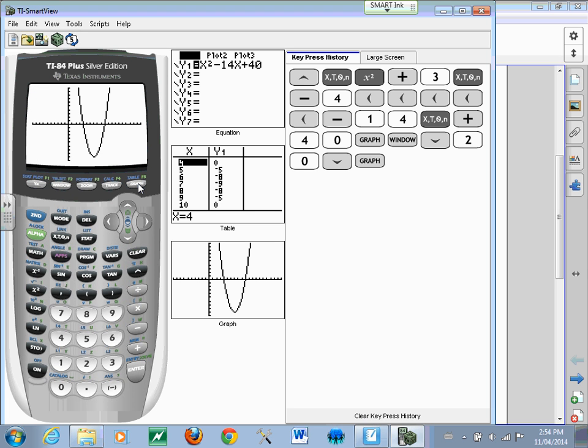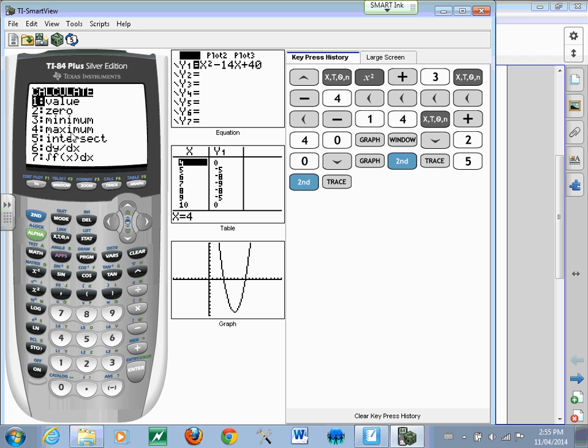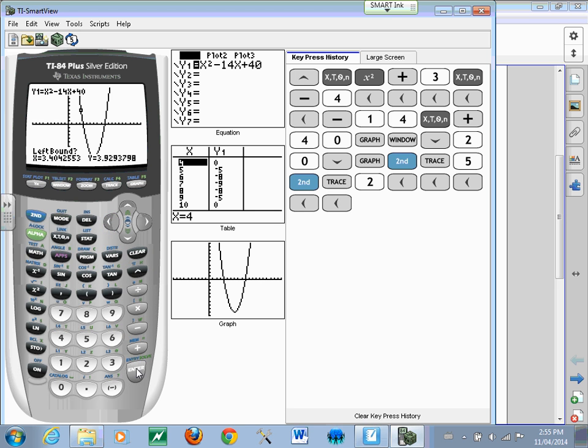Okay, so there we go. And remember, in order to find these zeros, we go second trace. Go down to 5, sorry, my fault. Go back. I've got to do that again. Second, calculate. I want to do the zeros, which is option 2. I need to be on the left bound, so I've got to bring it up here. Hit enter, do the right bound, so I've got to bring it down here. It'll say guess.